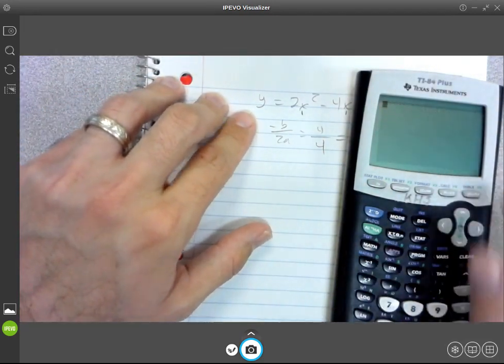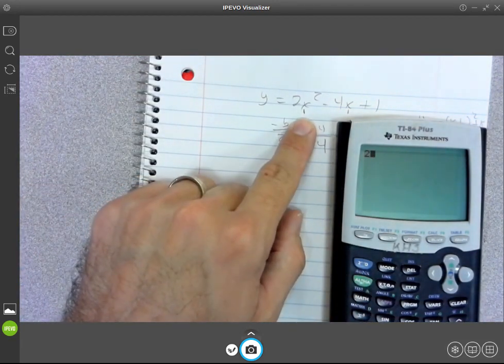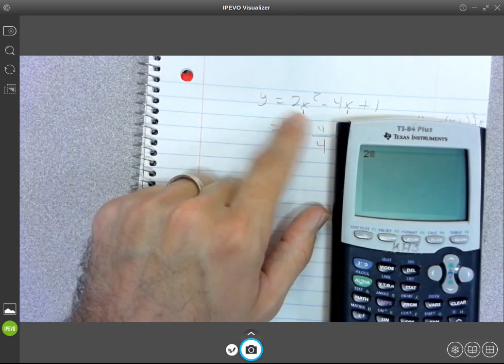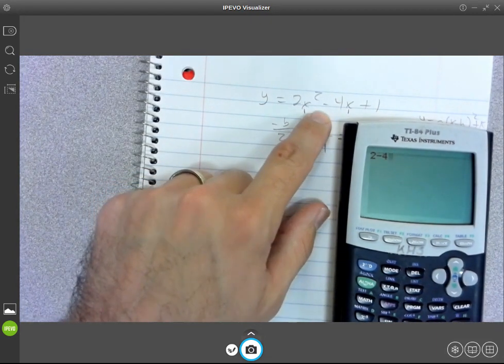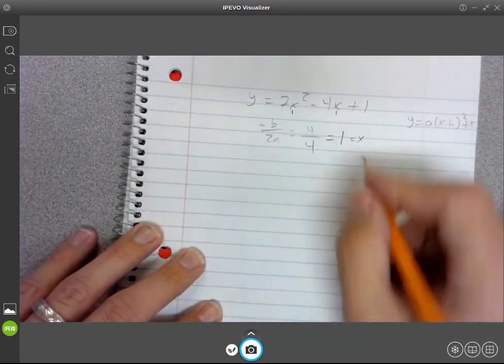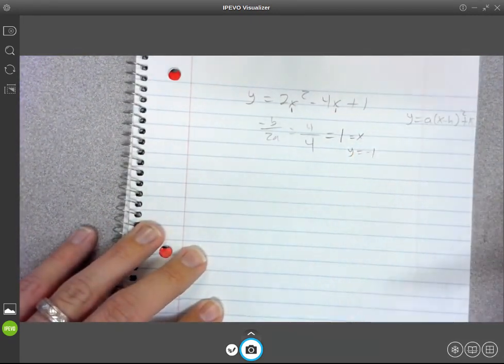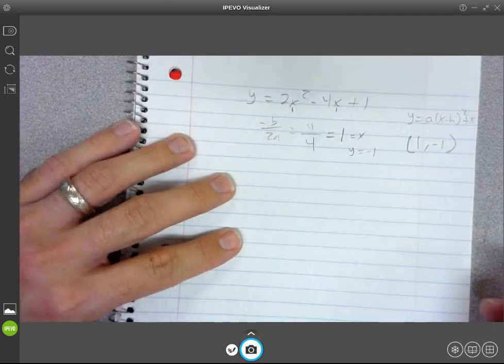I guess we already knew it on the calculator, didn't we? But, all right, so 2 times 1 is 2. Well, it's 1 to the second power first, but that doesn't matter. 4 times 1 is 4, then minus 4, and then plus 1. So you get negative 1 for the y value. So that's our vertex, is 1 comma negative 1.